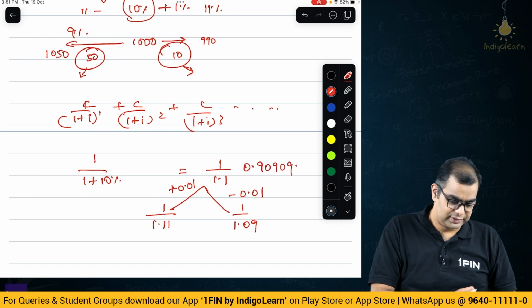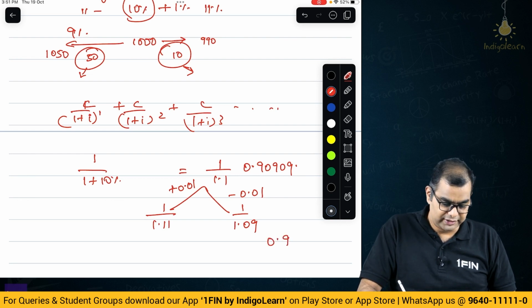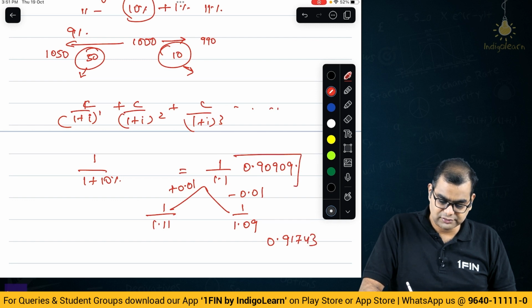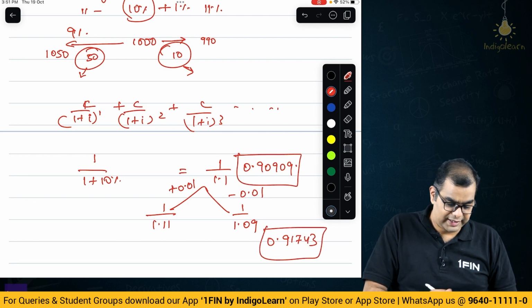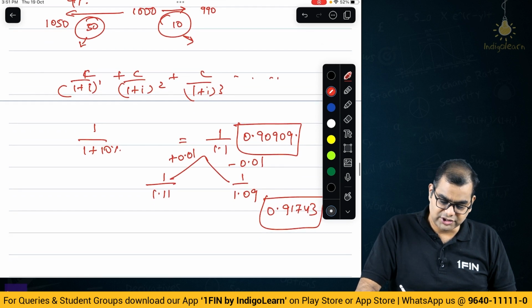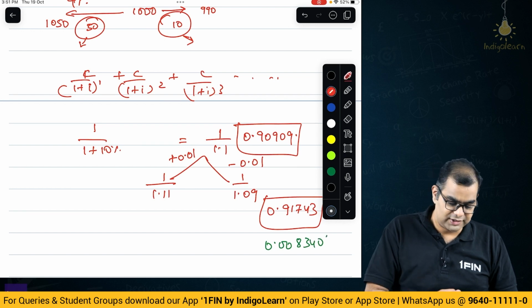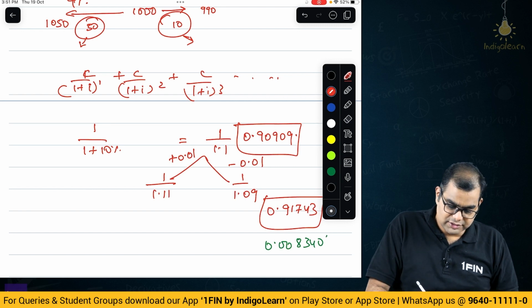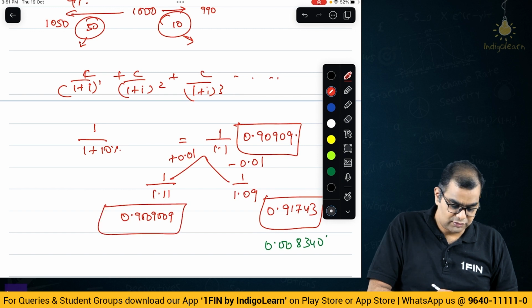0.90909. 1 by 1.09 is how much? 0.91743. And let me subtract this 0.9090909 from this. You will get the change is 0.008340. Okay. Whereas what is 1 by 1.11? It is 0.9009009. So what is the change?